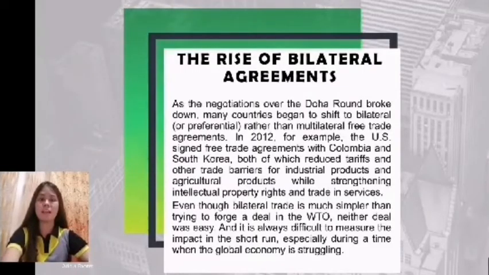The rise of bilateral agreements. As the negotiation over the Doha Round broke down, many countries began to shift to bilateral or preferential, rather than multilateral, free trade agreements. In 2012, for example, the U.S. signed free trade agreements with Colombia and South Korea, both of which reduced tariffs and other trade barriers for industrial products and agricultural products while strengthening intellectual property rights and trade in services.